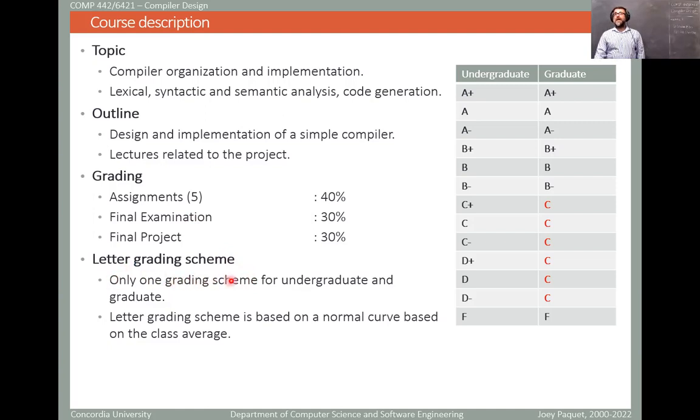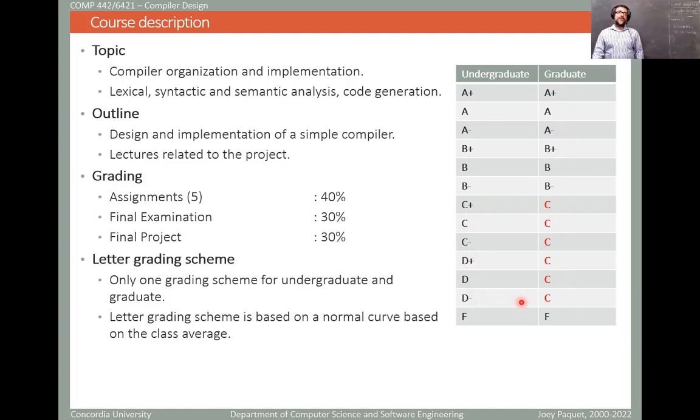So for the letter grading scheme, the main thing that's important to understand here, especially for graduate students taking 6421, is that everybody in the class, either graduate or undergraduate, is graded the same. For undergraduate students, you might or may not know, but as a graduate student, the only grades that you can get are A+, A minus, B+, B minus, or F. There's no such thing as variations of C, and there's no such thing as D.